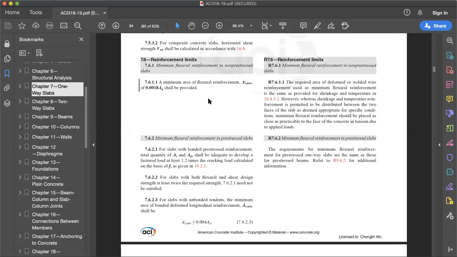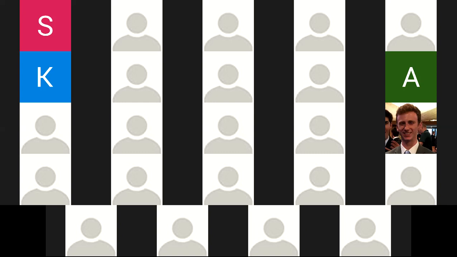Now that's not a big deal, but the big deal is that we have two different numbers, so which one to use? I went back and forth comparing the previous version of ACI and the current version. This number has changed before, so I think this is still the old number. In light of that, if you use 0.0018 for your minimum reinforcement area, it's okay. If you use 0.002, it's also okay. So both numbers are fine for now.